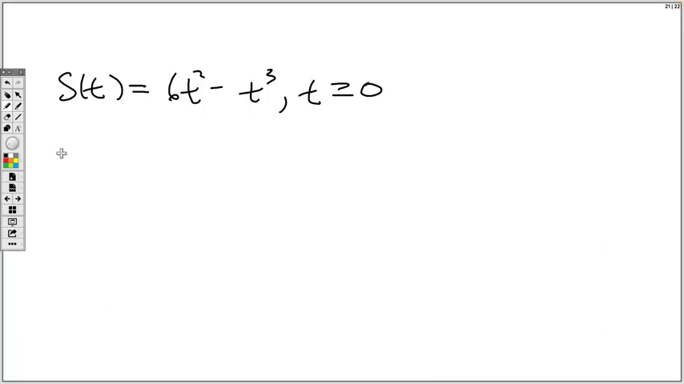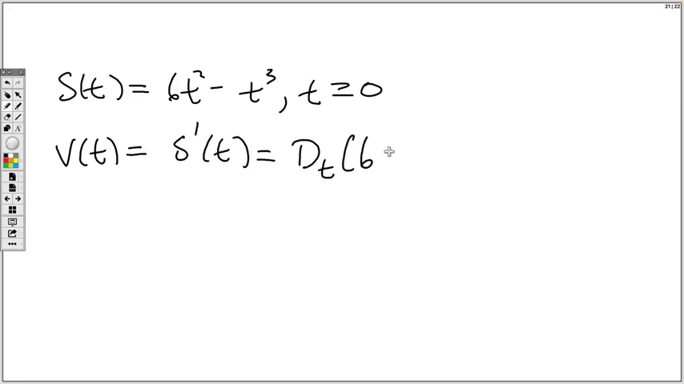So here we go. Velocity, remember, is the what of position? Derivative. So I need to take the derivative of 6t squared minus t cubed. And hopefully you've practiced this enough that this is going to be old hat. What's the derivative of 6t squared? The 2 comes down, multiplies the 6, gives you 12t. The power drops from t squared to t. Minus, what's the derivative of t cubed?